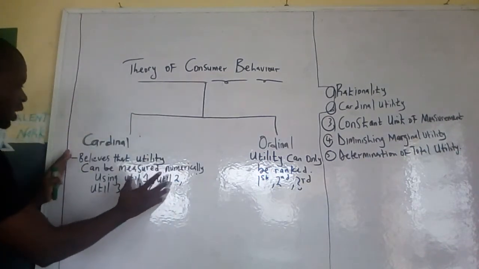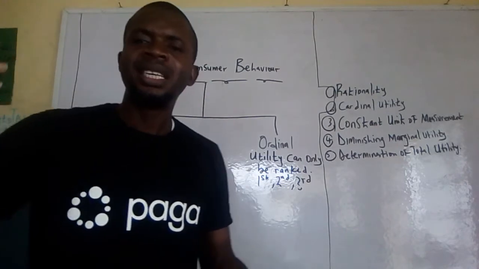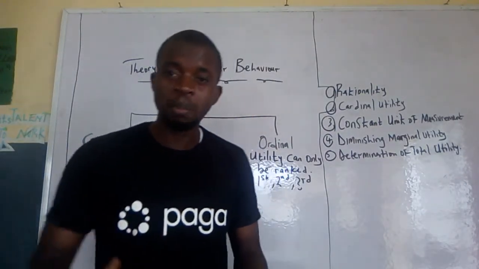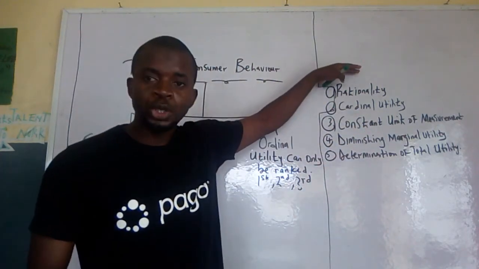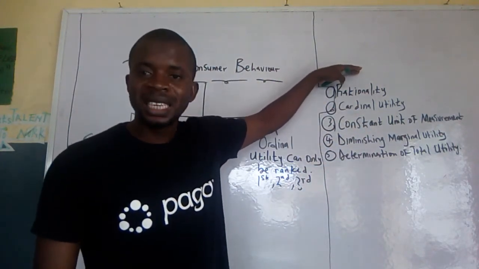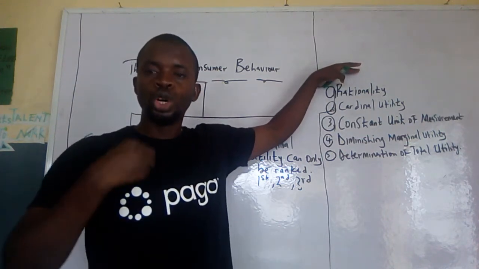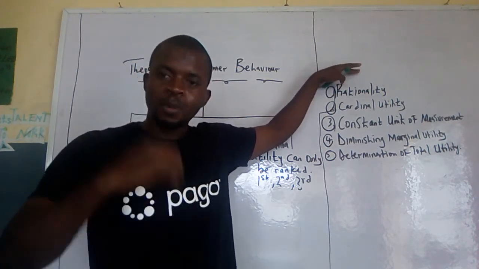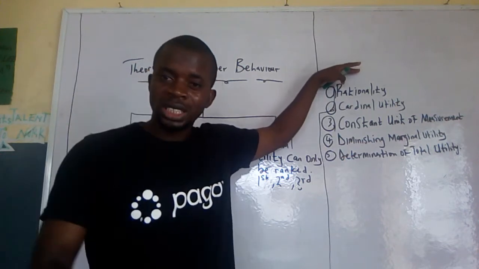So today, let's quickly look at cardinal. The assumptions: why do they think like that? The basis of their reasoning, the basis of their conclusion. This is what we have here: the assumptions of the cardinal approach. This is what they believe in that has led them to conclude that the satisfaction you get from anything you consume can be measured numerically using UT.